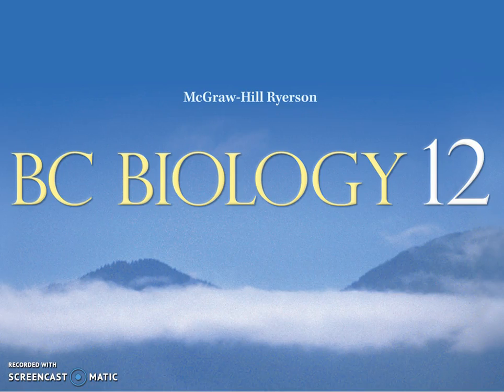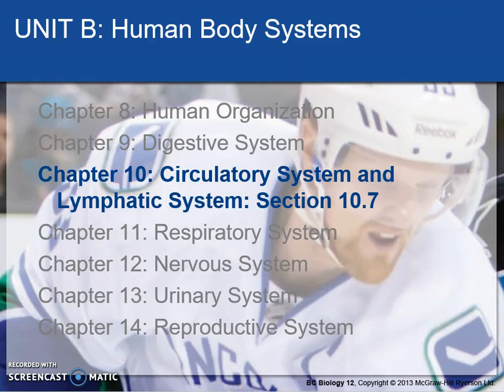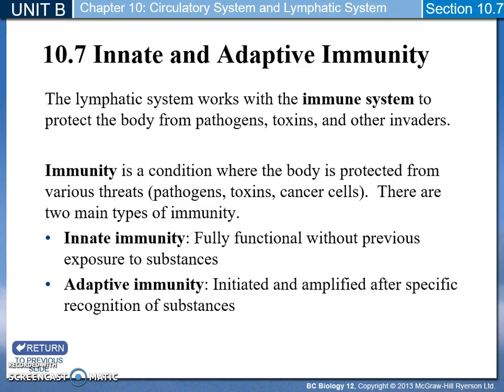This video is going to cover section 10.7, which is on innate and adaptive immunity. The lymphatic system works with the immune system to protect the body from pathogens, toxins, and other invaders. So immunity is a condition where the body is protected from various threats, be they pathogens, toxins, or cancer cells. And there are basically two types of immunity.